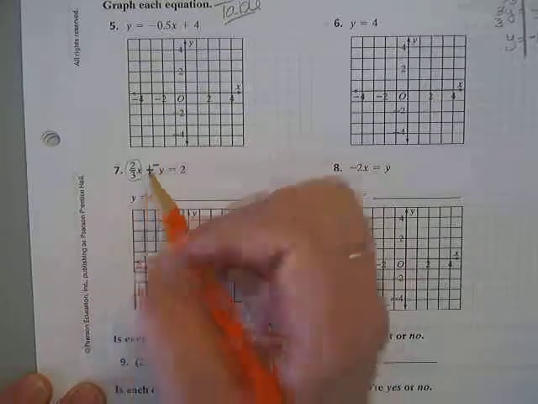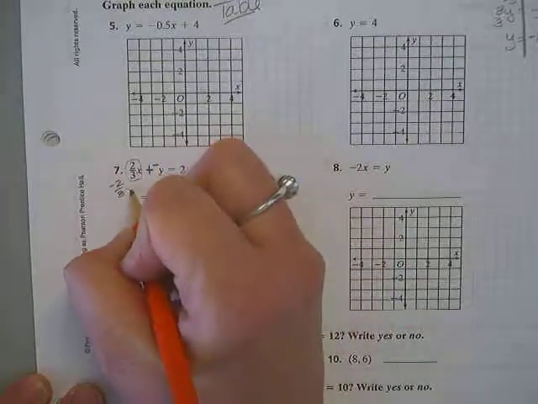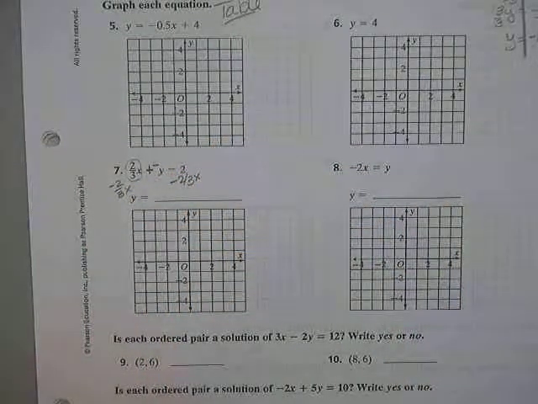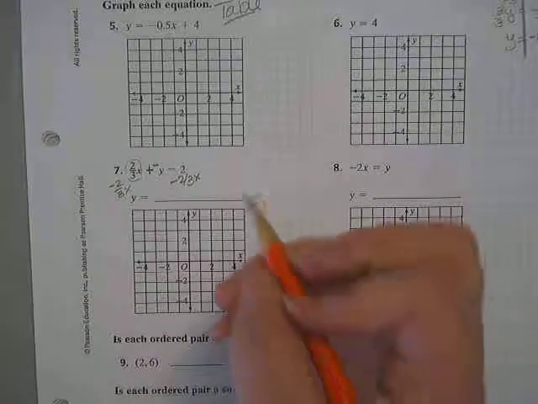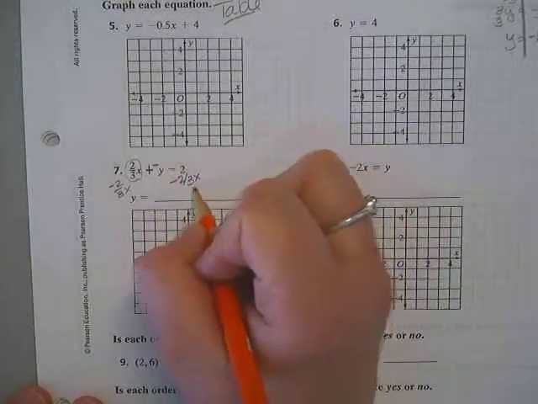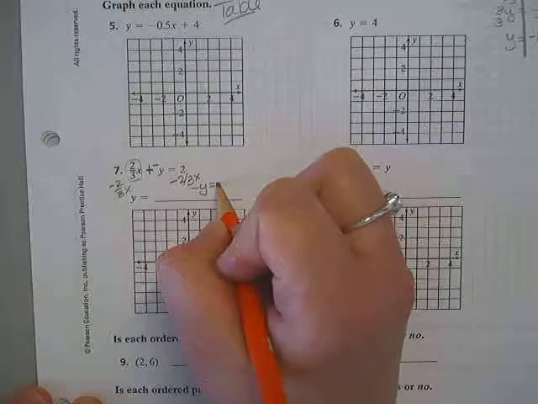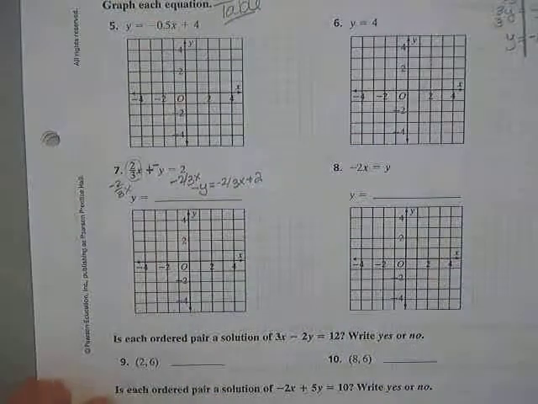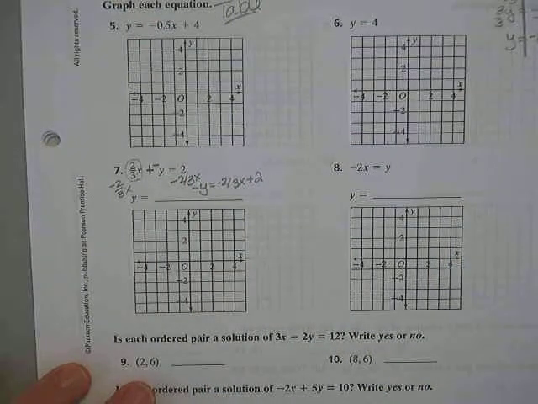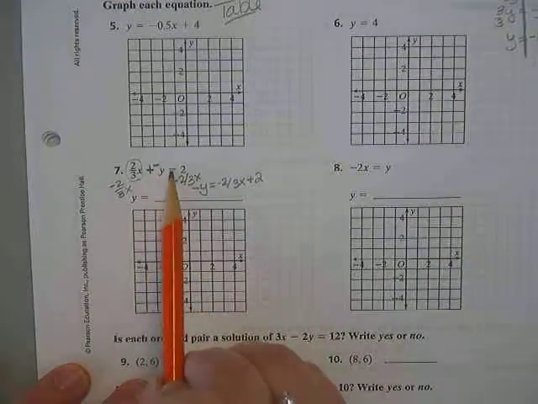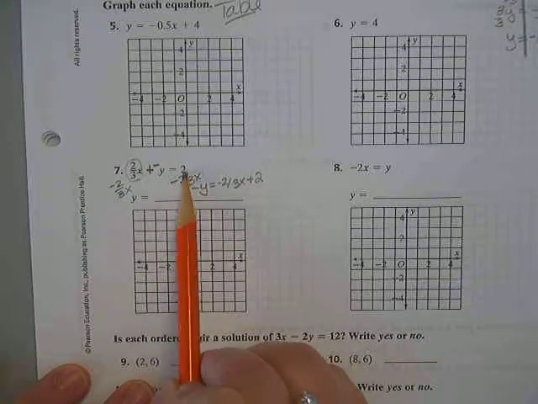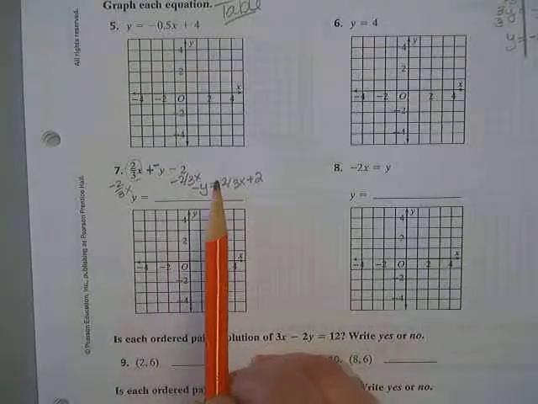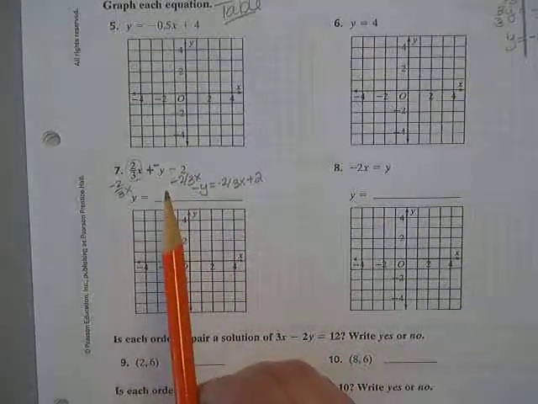So how do I get rid of this 2/3 x? Careful, it's being added. Subtract 2/3 x. So then notice I end up with a negative y equals negative 2/3 x plus 2. Right? So I have this negative y equals my negative 2/3 x plus 2.